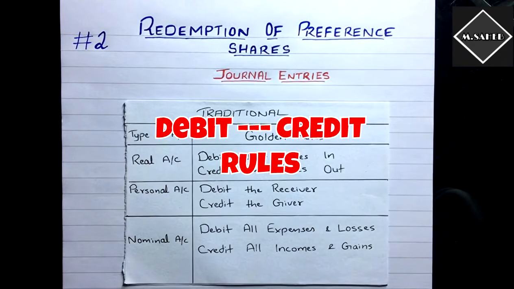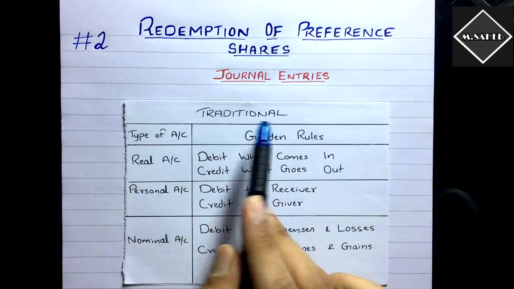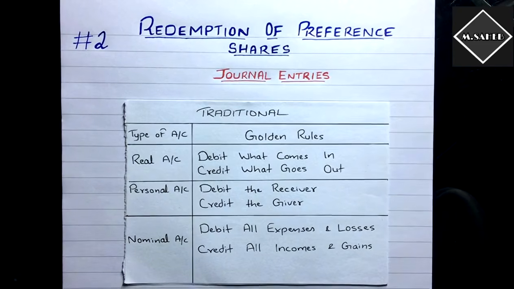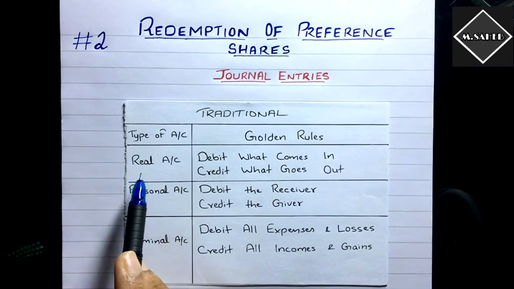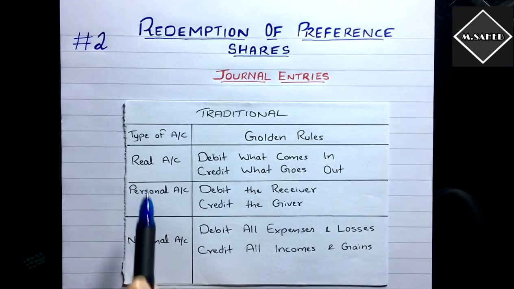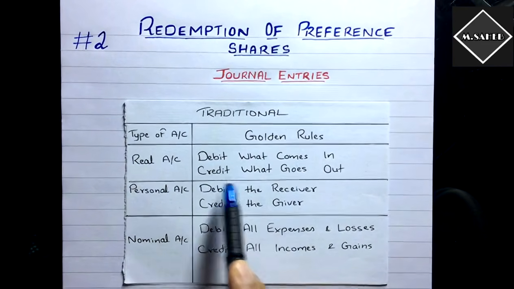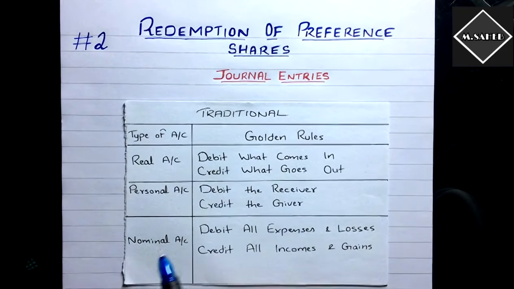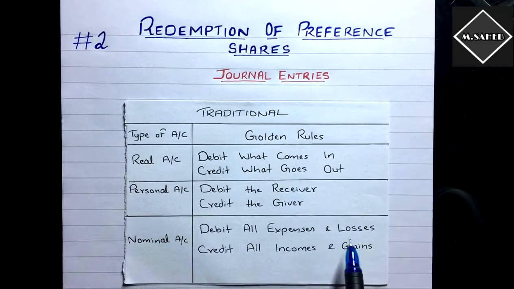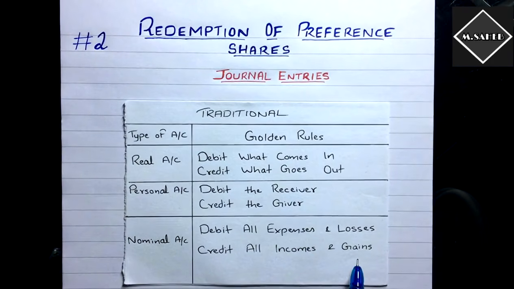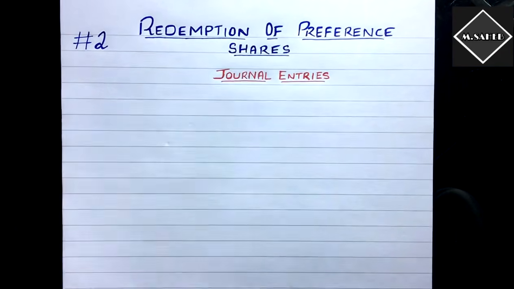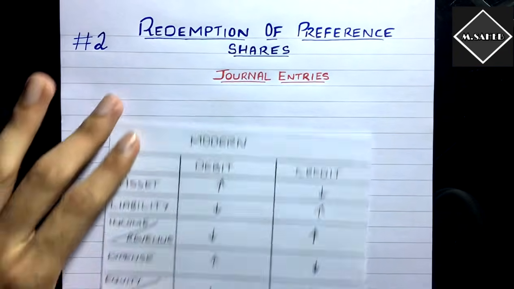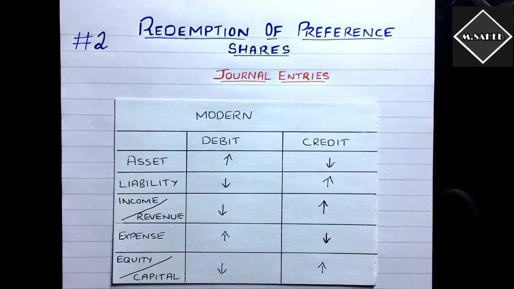Before going to the journal entries, let's refresh our mind and recall the traditional golden rules of debit and credit. We have three types of accounts: real account, personal account, and nominal account. Real account: debit what comes in, credit what goes out. Personal account: debit the receiver, credit the giver. Nominal account: debit all expenses and losses, credit all incomes and gains. These are the golden rules, but they are not that important, whereas the modern rules of debit and credit are very important. You must know this.